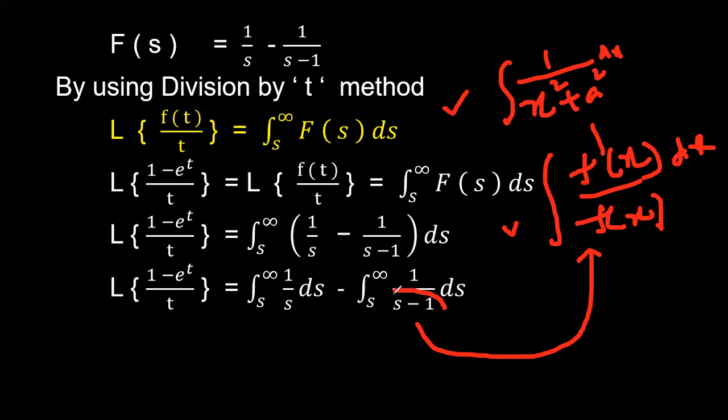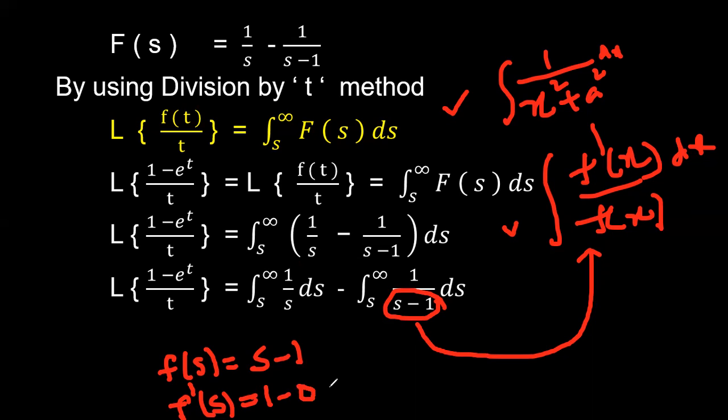What is f of x here? s minus 1. So differentiate this s minus 1 with respect to s. So f dash s is equal to, differentiation of s is nothing but 1, minus differentiation of a constant is nothing but 0. That is equal to 1. So this 1 is present at the numerator. The differentiation of the denominator is present at the numerator. So again, this can be written as log of s minus 1.